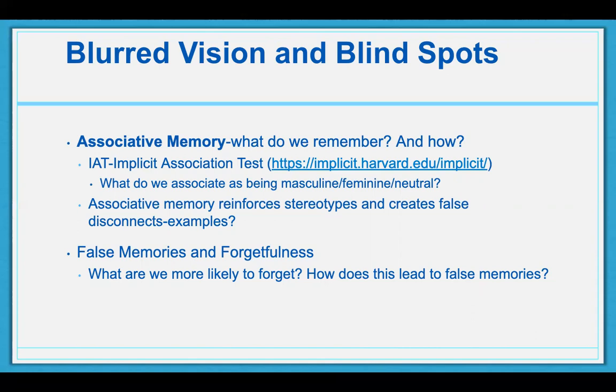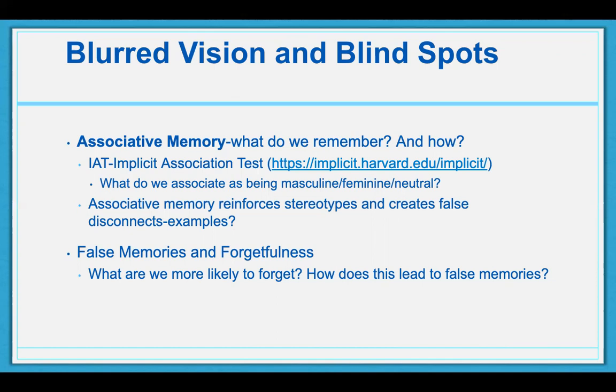And I give you a link there to the implicit association test that's run by Harvard. So we associate things with being masculine, feminine, and neutral. And we tend to associate things with groups. And like I said, it's a cognitive shortcut. It supposedly allows us to think and register things more quickly, but it also can lead us to make mistakes.